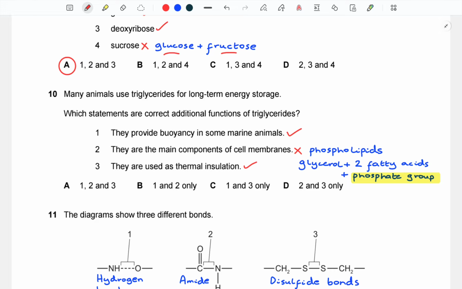Number 3, they're used as thermal insulation. That is correct, because they're used as, for example, in seals, as blubber for thermal insulation in the cold. So hence for 10 the answer is C.